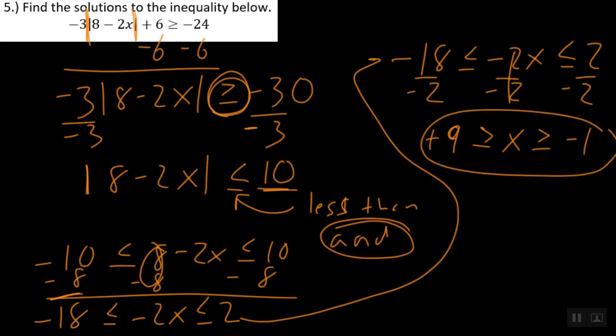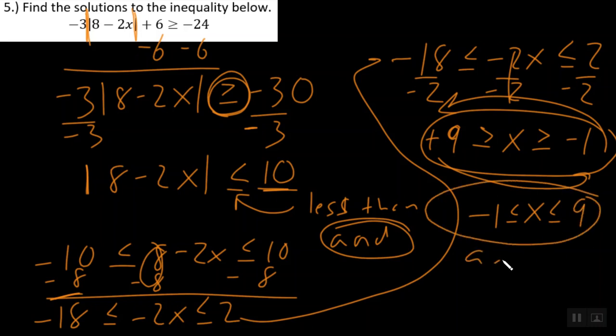Now this is okay as an answer, but it's not how you'll see your answer choices. Everything here has to flip again, because we always want our smallest number on the left, and -1 is less than or equal to x is less than or equal to +9. Here is our true final answer. All right, 2 more. Let's move on to example number 6.